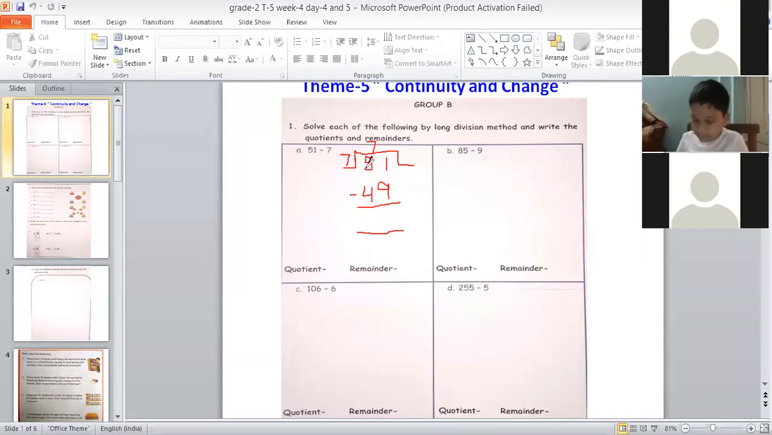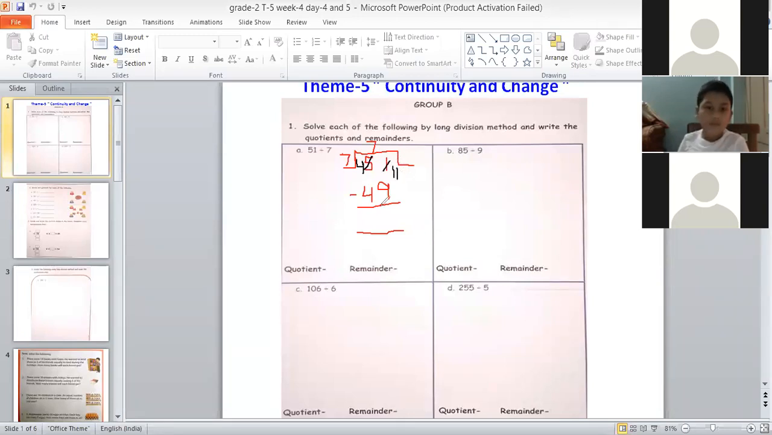Very good. So we will take 10 borrow from this 5. So we will cut this 5. This 5 will become 4. And 1 will become 11, ma'am. Very good. Children, keep on writing as I am saying. We will cut this 5, 5 will become 4, and we will cut this 1 and this 1 will become 11.